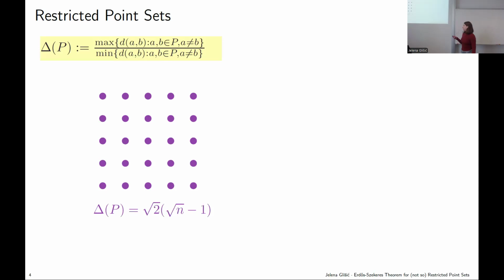So the minimum distance here is 1, and the maximum is just the largest diagonal, which is square root of n. So here in particular, the diameter is of order square root of n. And if I have, for example, just n points on a line, the diameter there will be of order n. And in fact, this is exactly the range that diameter can have.